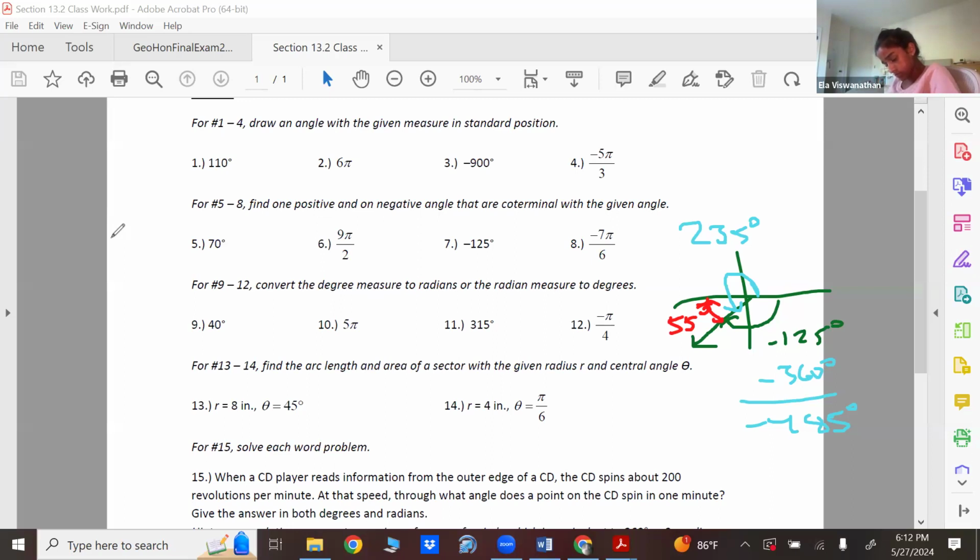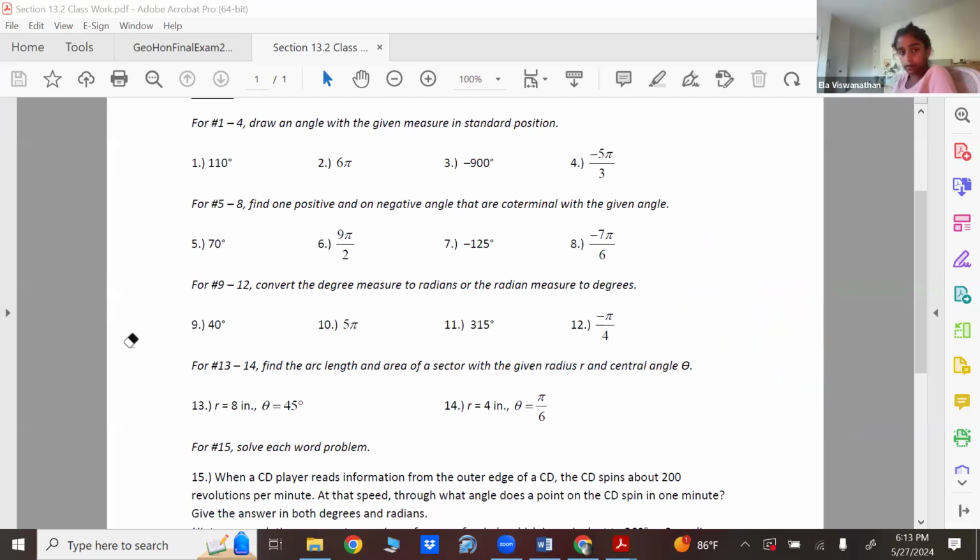And positive coterminal, you add 360. Of course, right. Correct. Yes, that's all you do. Actually, that's the easiest way to do it. So you add 2 pi or subtract 2 pi if it's in radians. Or you could have 4 pi or 6 pi or 8 pi. There's infinite possibilities. That's all you do. It's pretty easy.